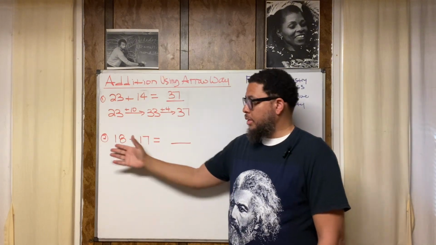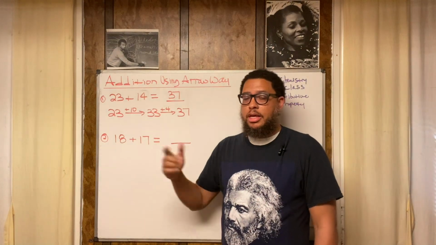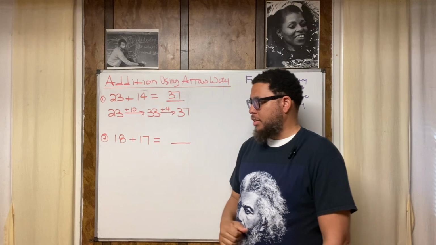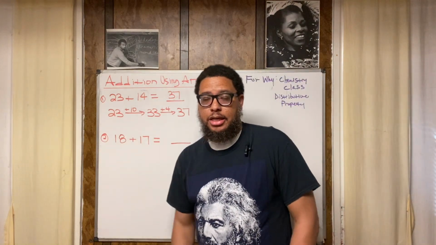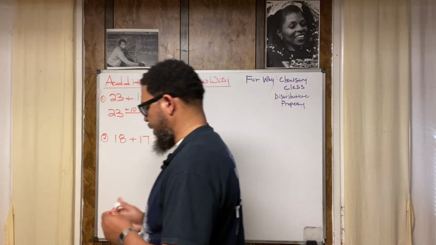All right. Now, this next problem, we're going to work it out. If you want to, you can hit pause, try to work it out yourself. And then once you're done, hit play and see what answer we got. So I got 18 plus 17. My first addend is 18, so I'm going to start with 18. I'm going to write 18 down.